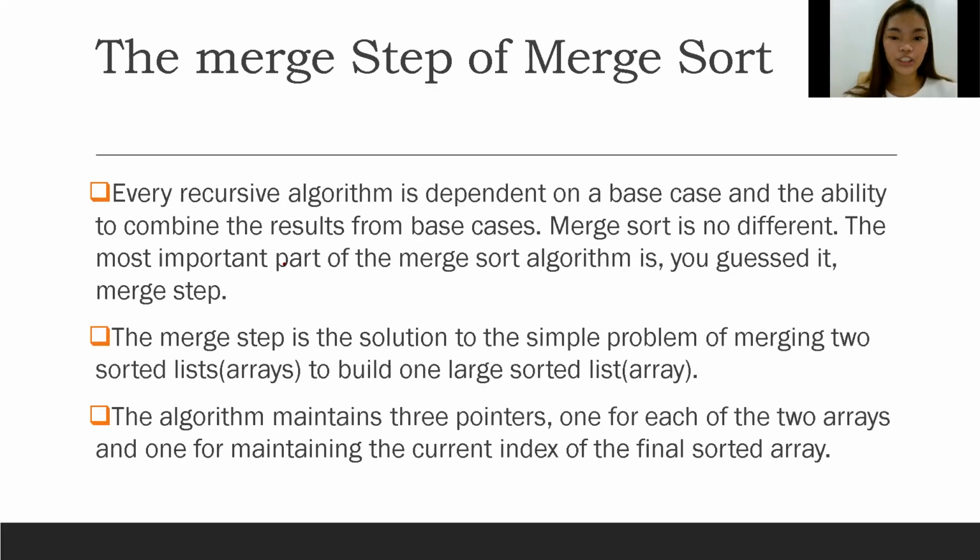The merge step of merge sort. Every recursive algorithm is dependent on a base case and the ability to combine the results from the base cases. Merge sort is no different. The most important part of the merge sort algorithm is, you guessed it, the merge step. The merge step is the solution to the simple problem of merging two sorted arrays to build one large sorted array. The algorithm maintains three pointers, one for each of the two arrays, and one for maintaining the current index of the final sorted array.